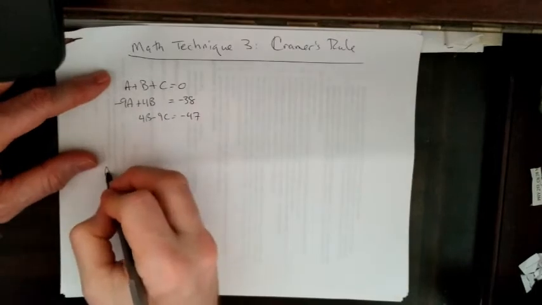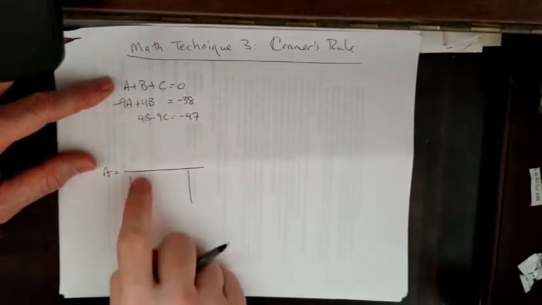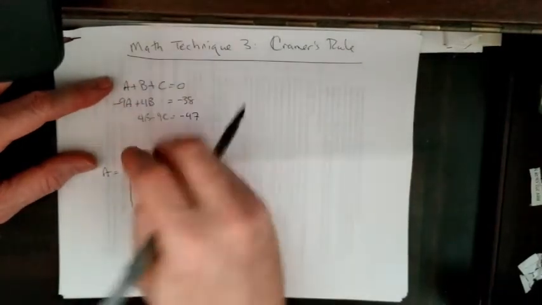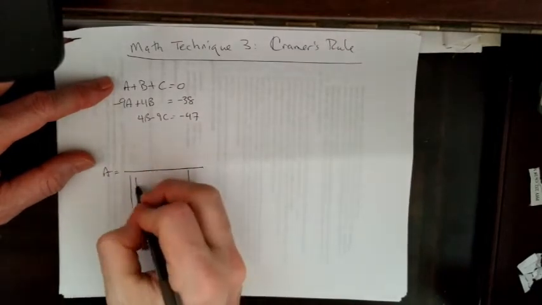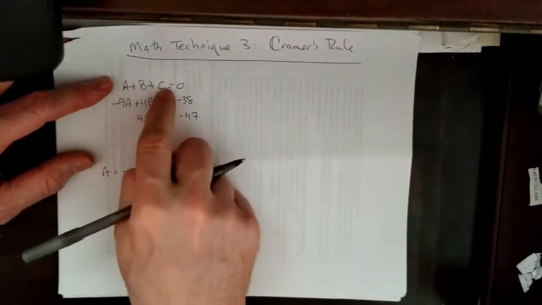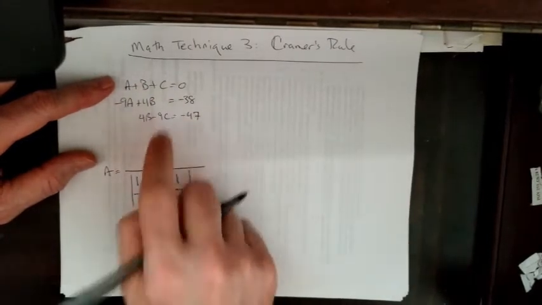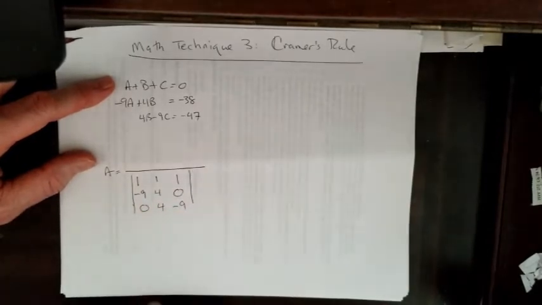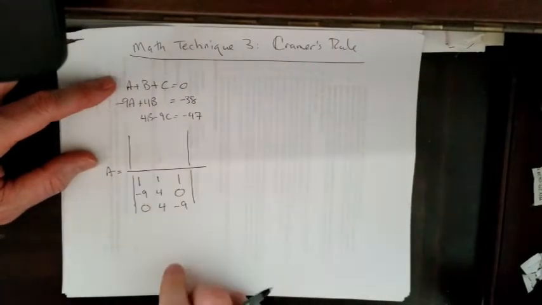To solve for A, using Cramer's rule, I start out with a fraction. My denominator are just the coefficients of my A, B, and C. These need to be lined up, my A's together, B's together, and C's together. So I have 1, 1, 1. Those are my coefficients there. Then I have negative 9, 4, 0, since I don't have a C value. Then I have 0, 4, negative 9. That is my denominator.